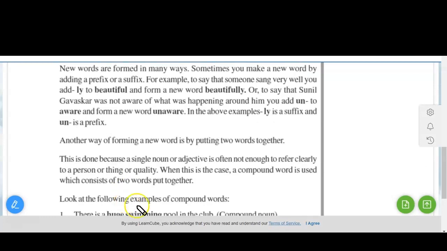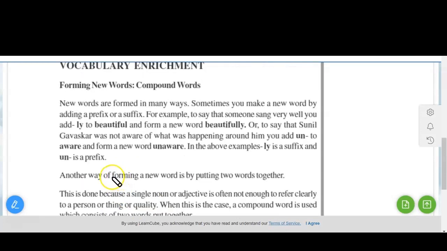Okay, you can see here. New words are formed in many ways. Sometimes you make a new word by adding a prefix or a suffix. Prefix means which you will be adding before the word. Pre means before the word. Suffix means after the word. Okay. For example, to say that someone sang very well, you add ly to beautiful. Okay, so when you add ly to beautiful, it becomes beautifully.